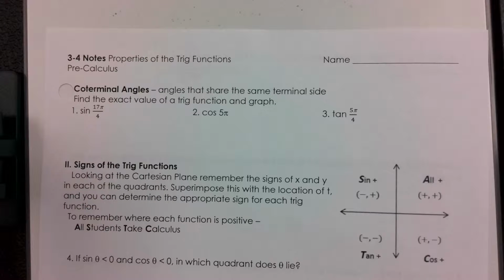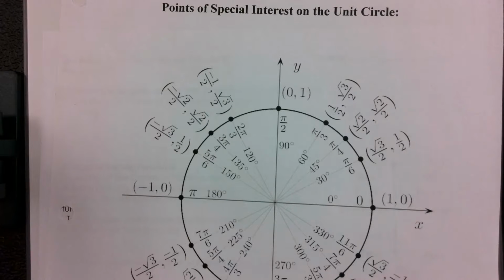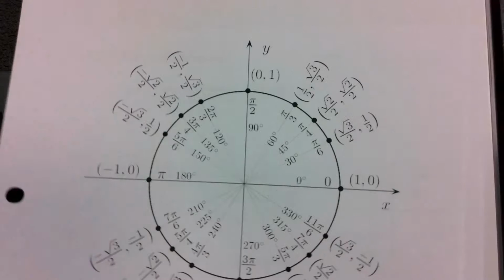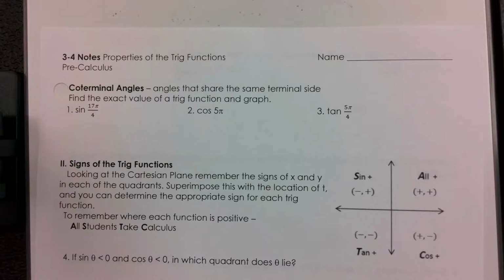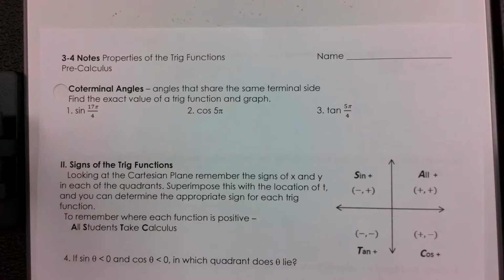So we could look at your unit circle and count your pi's over 4s till we get to 17. You could do that. But like I said earlier, I get really confused with the radians, so I like to convert it to degrees. Do y'all want to do that, or do you want to do it in radians? I like degrees, so let's convert 17 pi over 4 to degrees. And then see what we get for that.